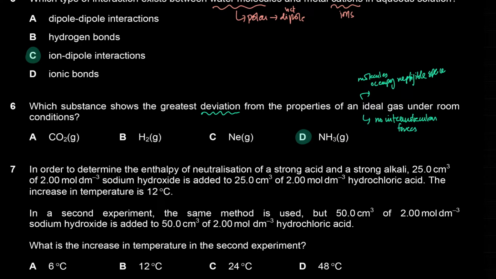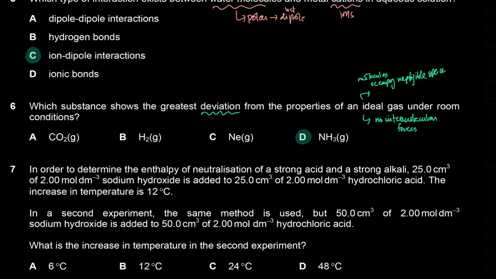In order to determine the enthalpy of neutralization of a strong acid and a strong alkali, 25 cm³ of 2 mol/dm³ sodium hydroxide is added to 25 cm³ of 2 mol/dm³ hydrochloric acid. The increase in temperature is 12 degrees Celsius. In a second experiment, the same method is used, but with 50 cm³ of 2 mol/dm³ sodium hydroxide and 50 cm³ of 2 mol/dm³ hydrochloric acid. What is the increase in temperature in the second experiment?